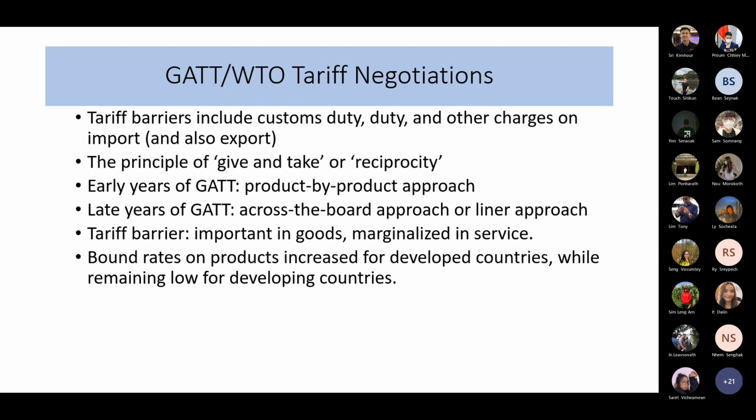And tariff barrier is very important in good. As I said, we impose the tariff barrier on good, but we rarely impose tariff measures on service, because service is very intangible, it's very abstract. You cannot quantify the service that you perform in order to impose tariff.